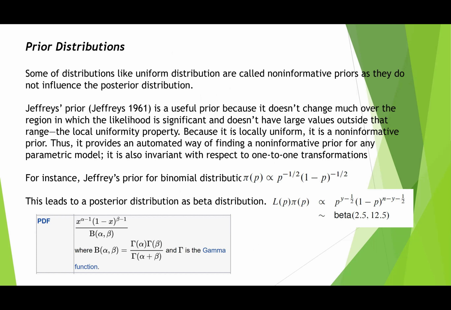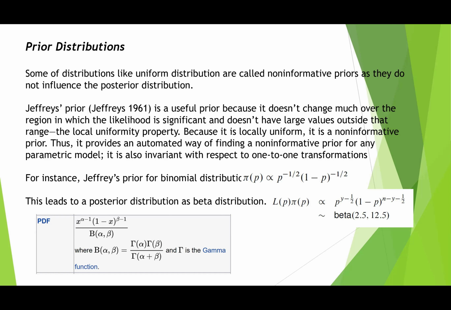Now, something about prior distributions. Some of the distributions, like the uniform distribution, are called non-informative priors, as they do not influence the posterior distribution. Jeffreys prior, proposed by Jeffreys in 1961, is a useful prior because it doesn't change much over the region in which the likelihood is significant and doesn't have large values outside that range. It's called a local uniformity property. Because it is locally uniform, it is a non-informative prior. Thus, it provides an automated way of finding a non-informative prior for any parametric model. It's also invariant with respect to one-to-one transformation.